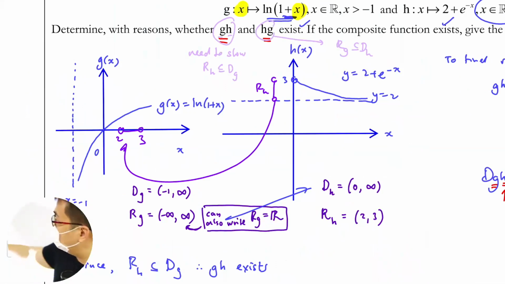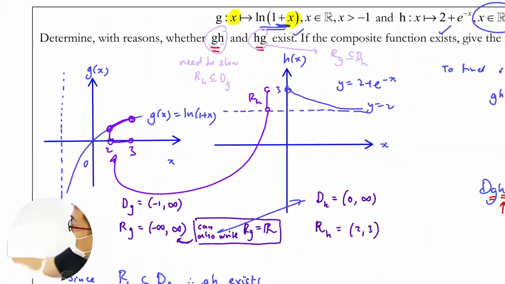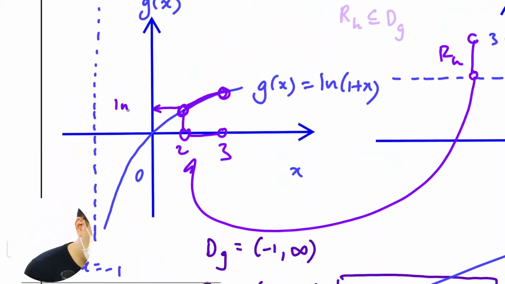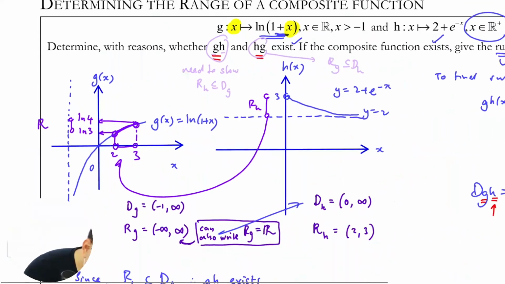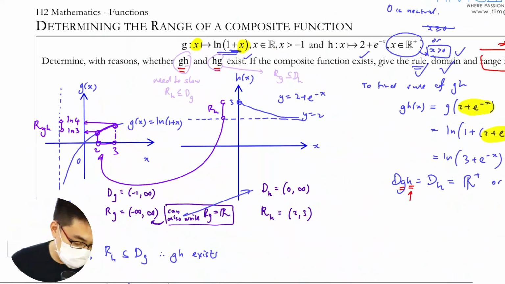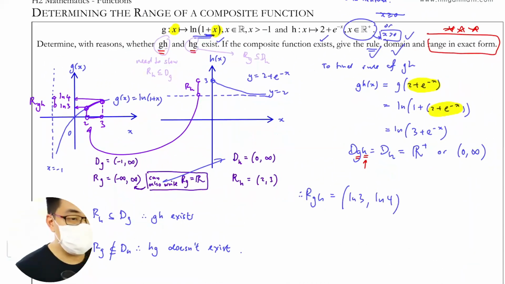I repeat. First guy shoots, the range fits into the x-axis of the other guy, the domain. So when the second guy collects, it takes this one here to here. This is your resultant curve. That's why the circle shaded is very important, because this doesn't include 2, doesn't include 3. So this part here will give you ln 3. This part here will give you ln 4. Okay, so this is your new range, the range of GH. Any question? No question, then you can do the subsequent.